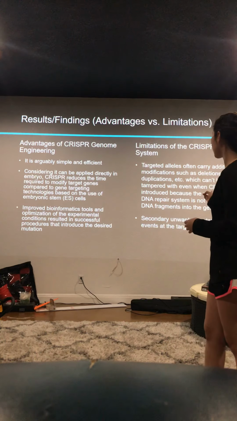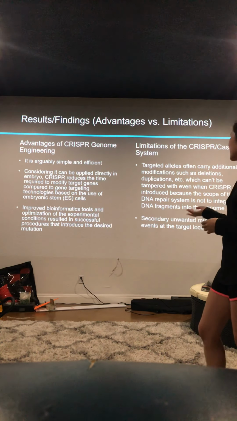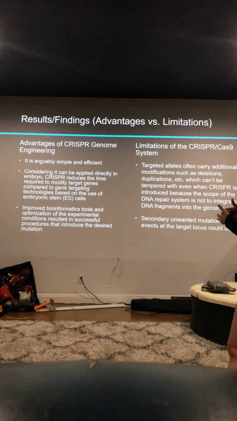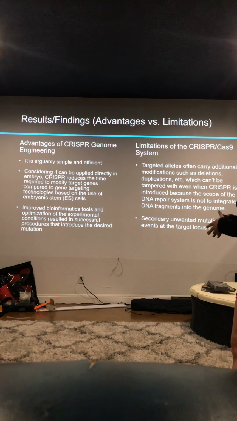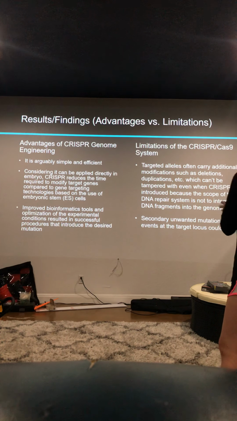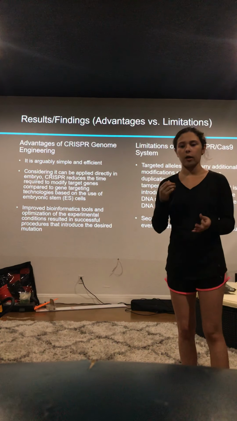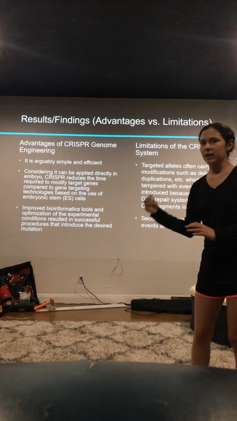The limitations include that targeted alleles often carry additional modifications such as deletions, duplications, etc., which can occur even when CRISPR is introduced because the scope of the DNA repair system is not to integrate DNA fragments into the genome. Also, secondary unwanted mutational events after the target locus could occur. So even though you specifically choose what you want to change, that doesn't necessarily stop the other DNA from acting its normal course.